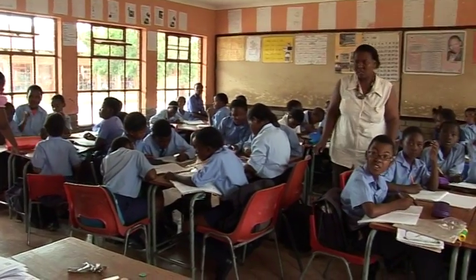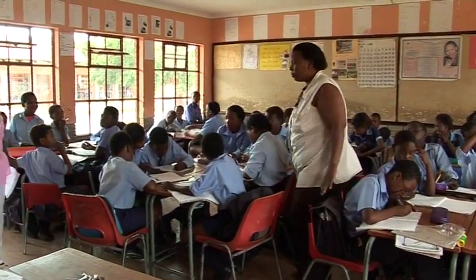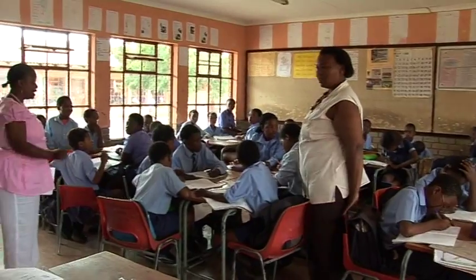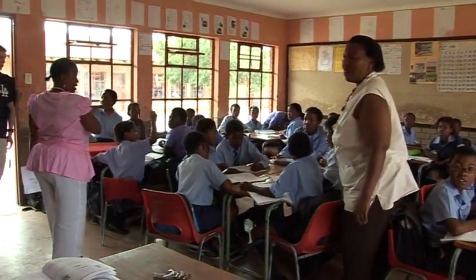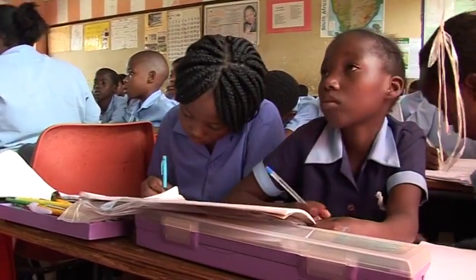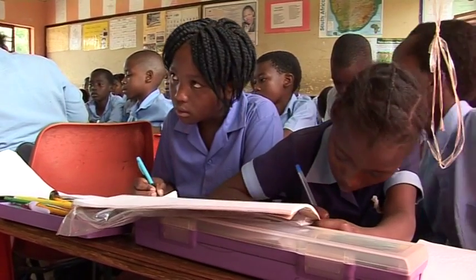This area is in an informal settlement, so most of their learners are underprivileged. They don't have parents. There's a lot of poverty, so the curriculum needs to be designed in such a way to suit the level of the needs of those learners.